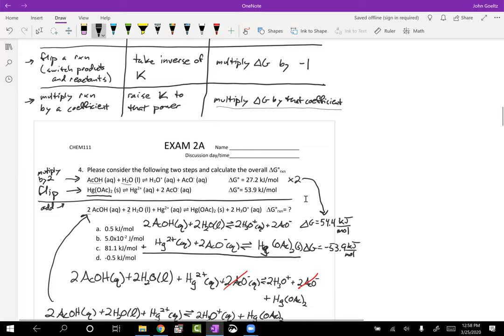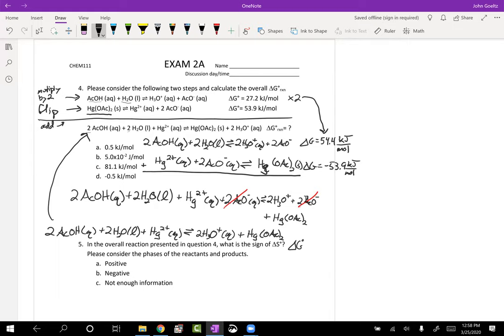So delta G overall equals 54.4 kilojoules per mole plus negative 53.9 kilojoules per mole. Minus 53.9, I get 0.5 kilojoules per mole. Was that one of the answers? Go back up to the left. And yeah, indeed it was. That was A. Okay.